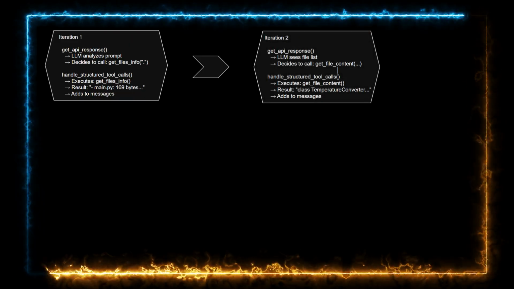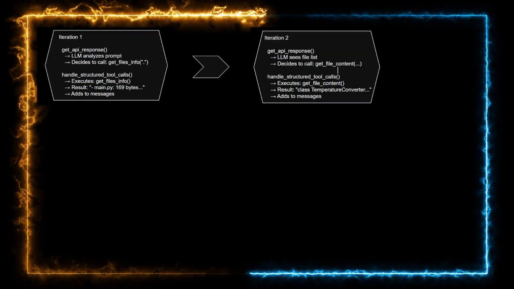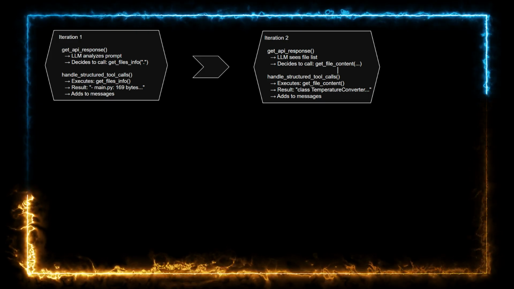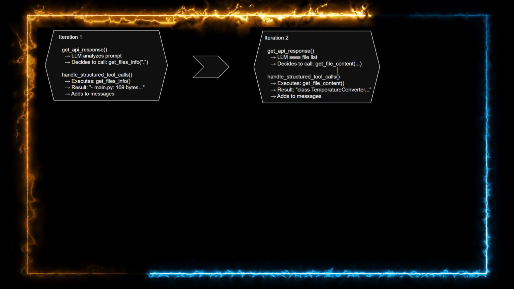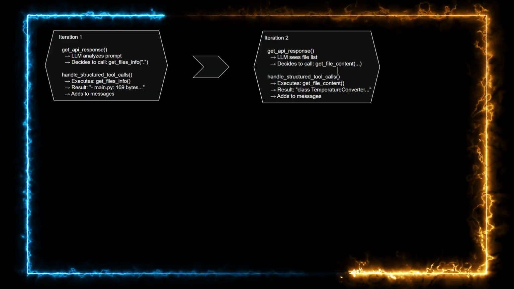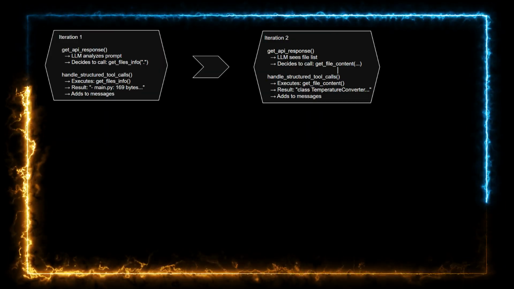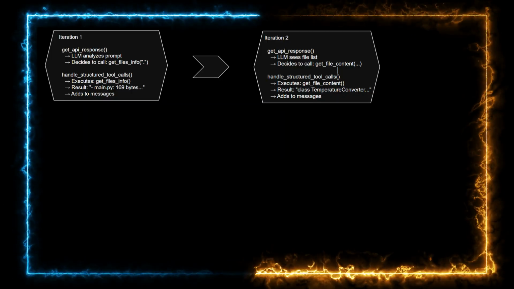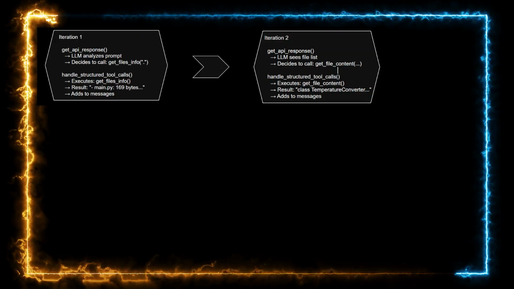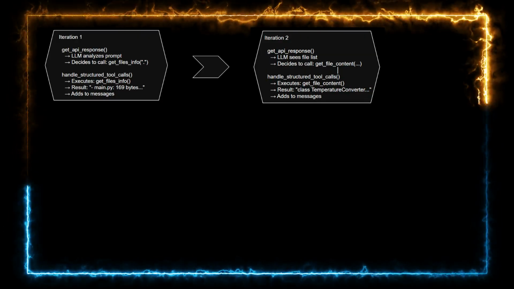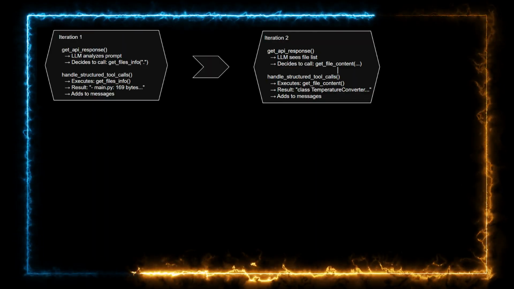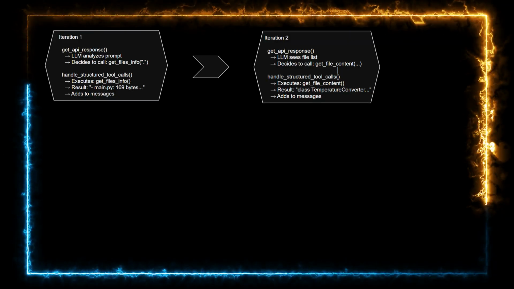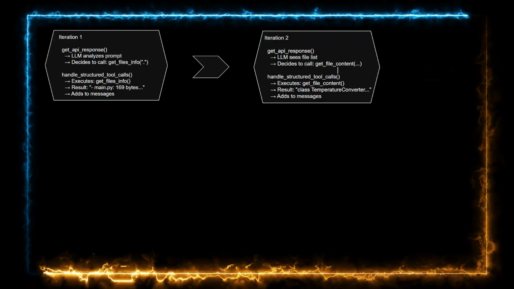On the second iteration with getAPIResponse, the LLM sees the file list from iteration 1 and decides to call the getFileContent function to read a specific file. Next, handleStructuredToolCalls extracts the function name and file path, executes the getFileContent function via the callTool function, and receives the file content, in this case a class TemperatureConverter. This result is appended to the messages array as a tool response, so the LLM can analyze the code in the next iteration. The cycle continues with the updated context.